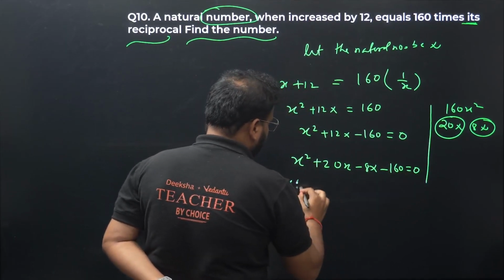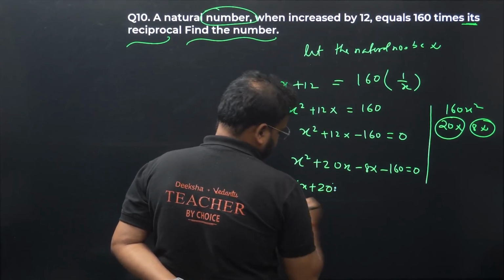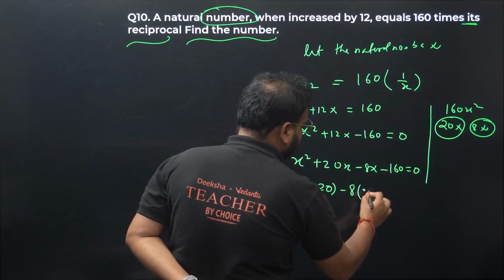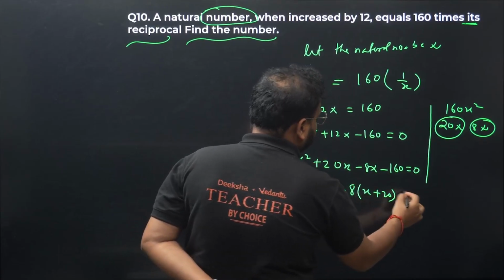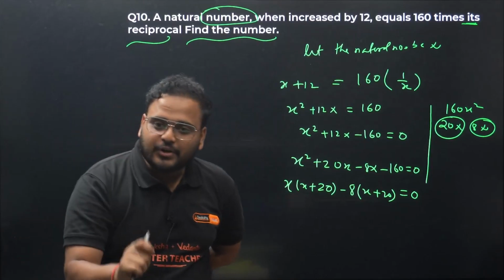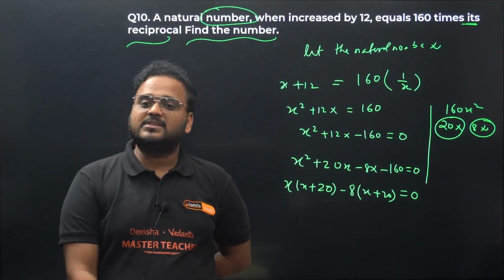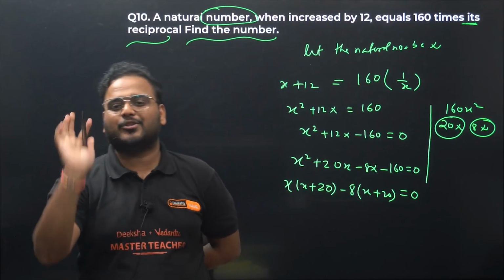Take x common over here, I get x plus 20. I get minus 8 common over here, x plus 20 one more time, right? If you're not able to understand my factorization, don't worry. Pause the video, take some time, do it from your side, and then come back and cross check whether what I've done is right or not. If I've done wrong, let me know in the comment section.